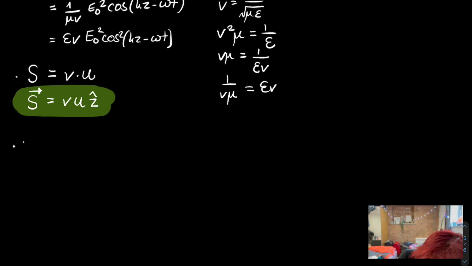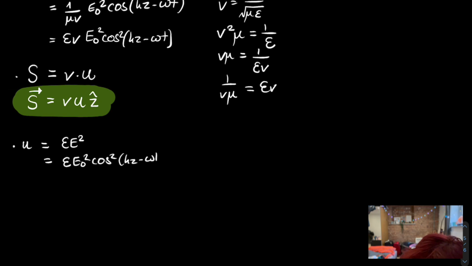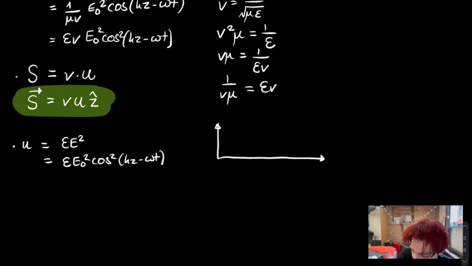But if we have a look at this energy density term right here, we have that U is simply equal to epsilon E squared, and that is also the same as epsilon E naught squared cos squared (kz minus omega t). Now, this U oscillates very quickly with time, hence this omega t term. But if we think about what cos squared looks like on a graph, we have time on the x-axis, and we have our energy density or electric field, it doesn't really matter in this case, oscillating with a cos squared pattern.